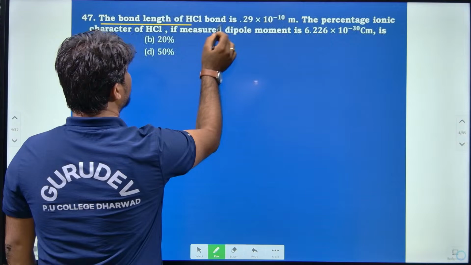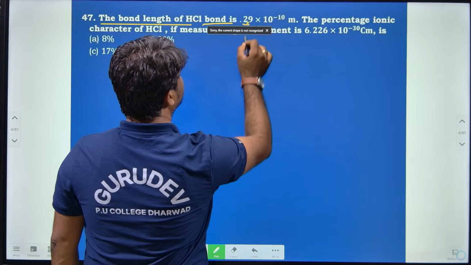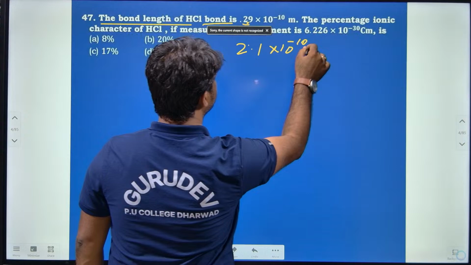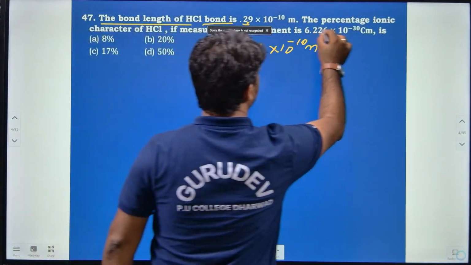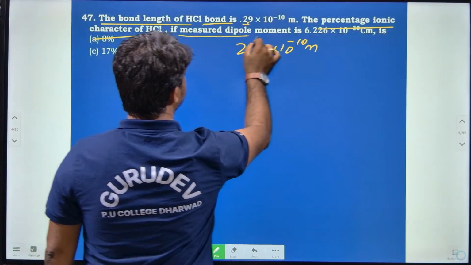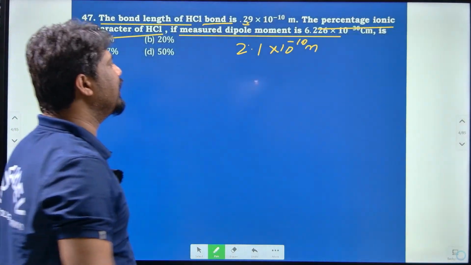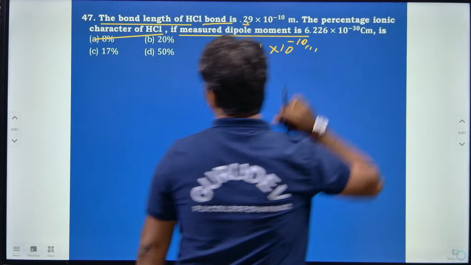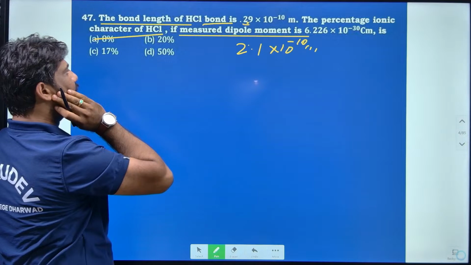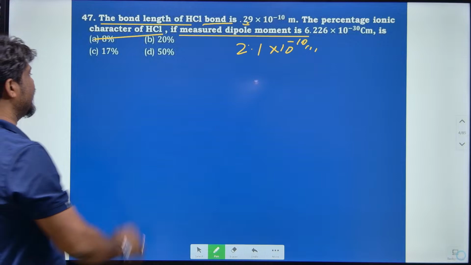The bond length of HCl is 2.9 × 10^-10 meter. What is the percentage of the ionic character of HCl, if the measured dipole moment is 6.226 × 10^-30 coulomb meter? So here they have given the bond length of HCl and also the dipole moment. They are asking the percentage of the ionic character.